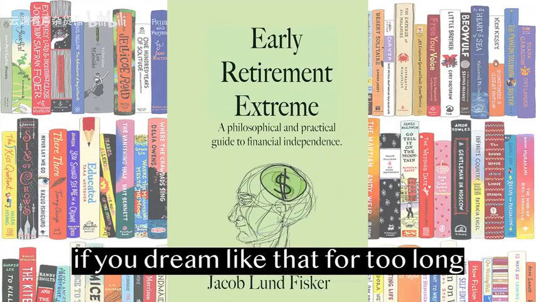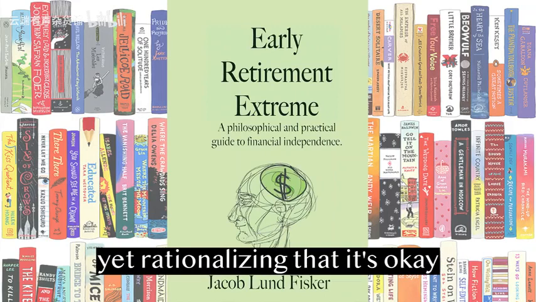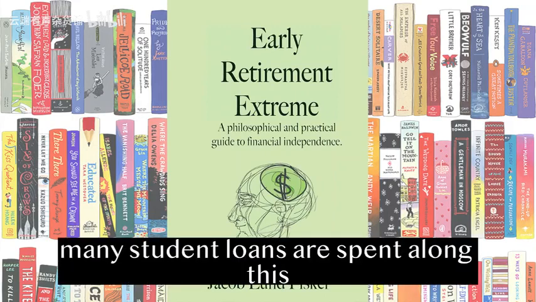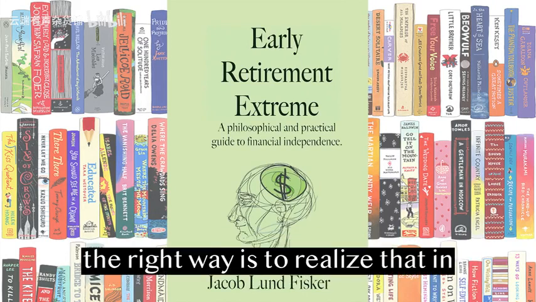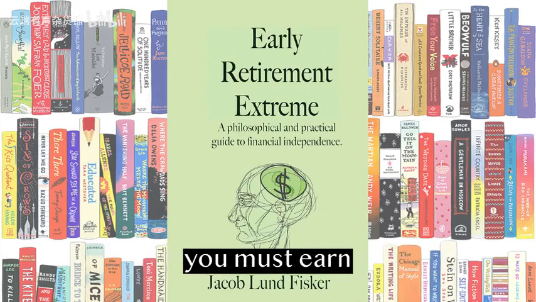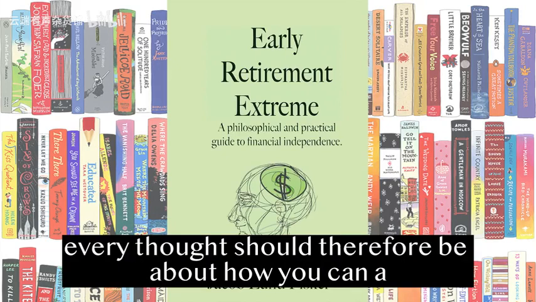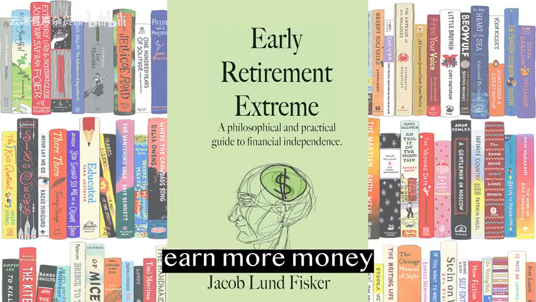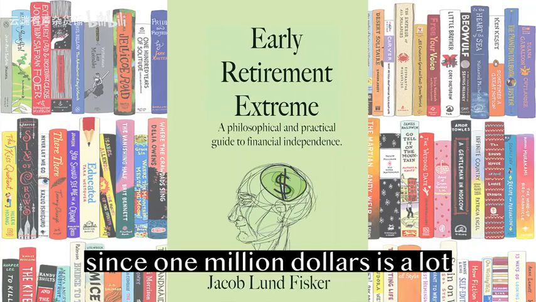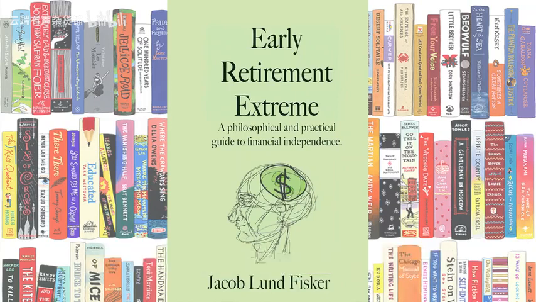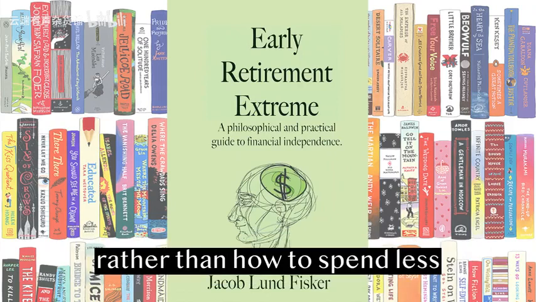If you dream like that for too long, soon you'll find yourself spending money you don't have yet, rationalizing that it's okay because you'll have it someday. Many student loans are spent along this line of thinking. The right way is to realize that in order to become a millionaire, you must earn at least $1 million more than you spend. Your every thought should therefore be about how you can A, earn more money, and B, spend less money. Since $1 million is a lot more than many people earn, the majority of your thoughts must revolve around how to earn more money rather than how to spend less.